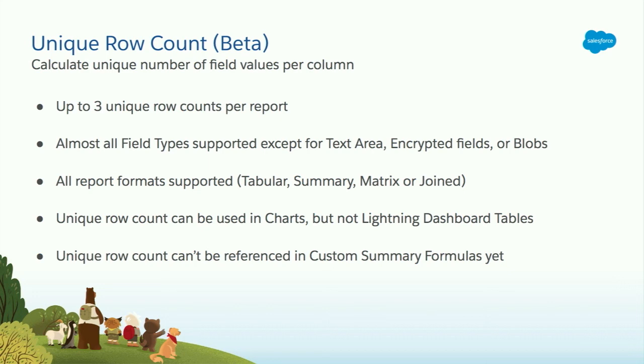And we're supporting all formats. So really good news for joint report users also, it's going to be there. And in this release, we're supporting it in charts. So you can use it as a metric in your report chart or your dashboard charts, but it's not going to be in the dashboard table yet. Also, you can't reference that unique row count in a custom summary formula, but we're planning on adding that in the next release so that you can actually take a look at unique count per grouping with the whole record count. All right, so let's go ahead and actually jump right to a demo now.